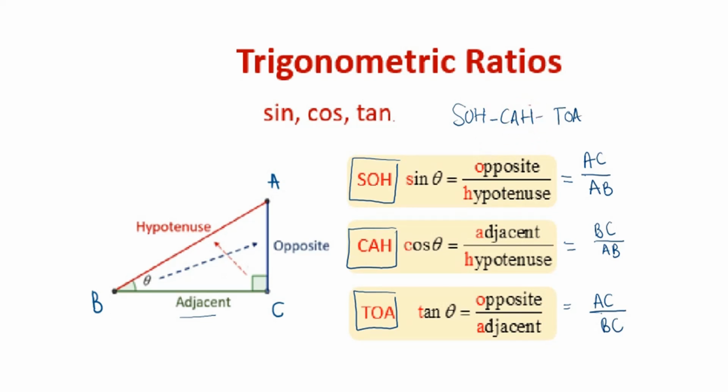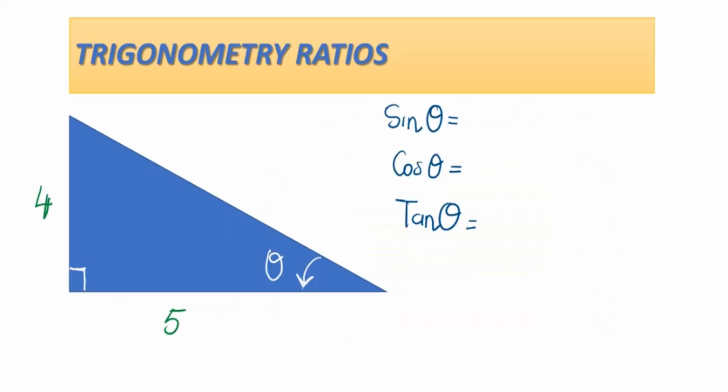Adjacent over your hypotenuse, and the tan of your theta, or tan of your angle, will then be your opposite over your adjacent. Okay, so now let us look at a quick example. If you are given the following triangle and you are asked to find the trig ratios for this triangle with respect to theta, how would you find these trig ratios?